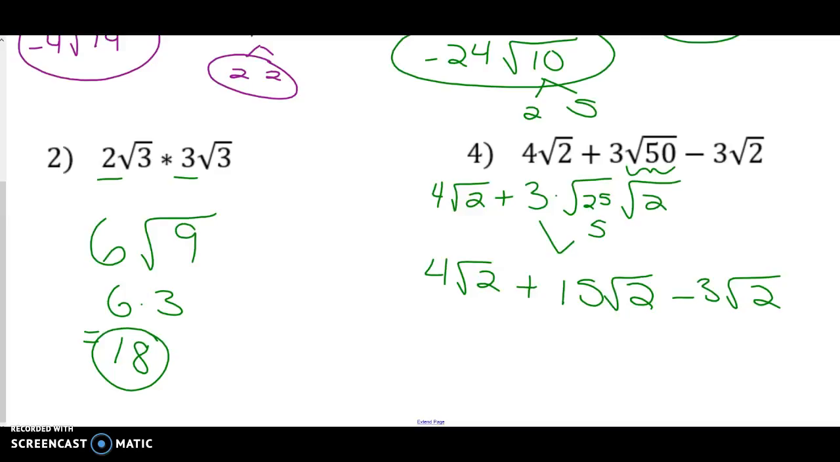So what is 4 plus 15? 19. Minus 3. 16. So 16 square roots of 2 is my final answer.